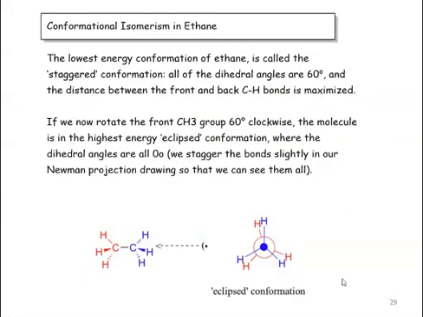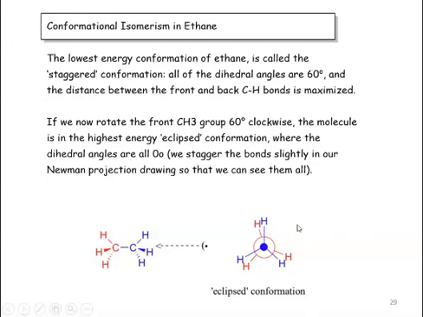The lowest energy conformation of ethane is called the staggered conformation. All of the dihedral angles are 60 degrees and the distance between the front and the back carbon hydrogen bonds is maximized. If we now rotate the front CH3 group by 60 degrees in a clockwise manner, then the molecule is in the highest energy, that is, eclipsed conformation. So in the eclipsed conformation, the energy of the molecule is highest and the stability is lowest. It is because here the dihedral angle is 0 degrees.